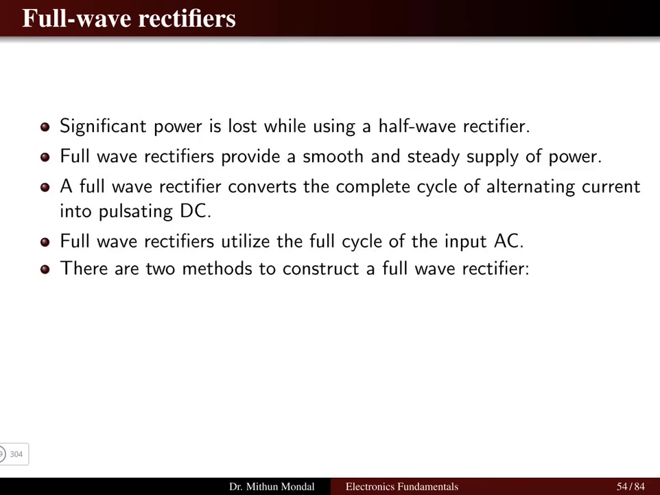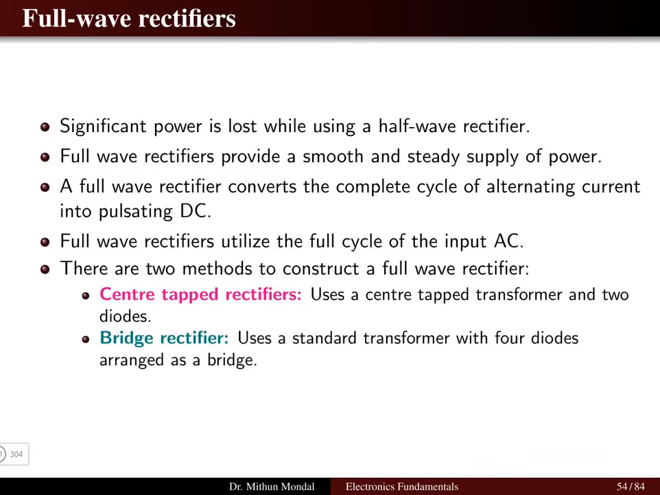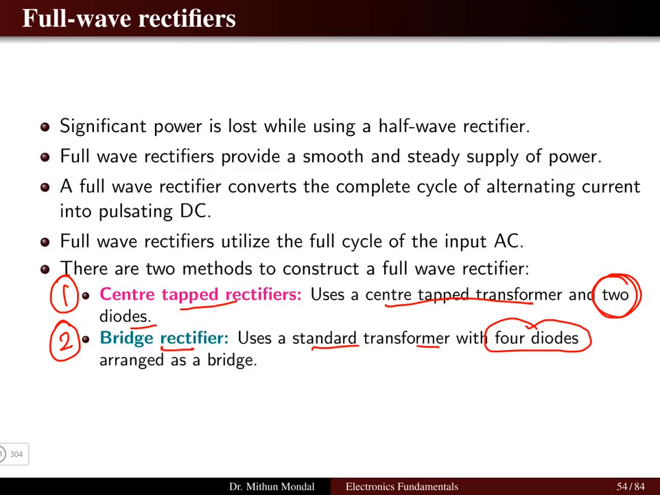And there are two methods to build the full wave rectifier. One is known as the center tap rectifier and the second is known as the bridge rectifier. In the center tap rectifier, we use a center tap transformer and two diodes. In the bridge rectifier, we use a standard transformer with four diodes arranged in the form of a bridge. So these are the two different ways of full wave rectification to get both the half cycles rectified.